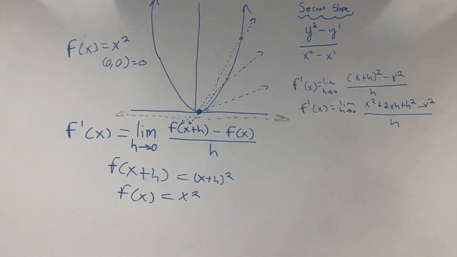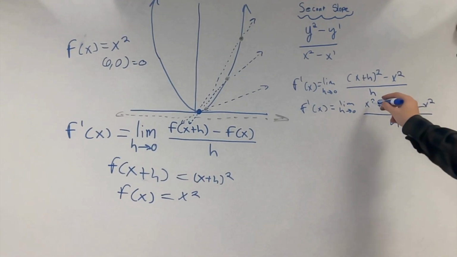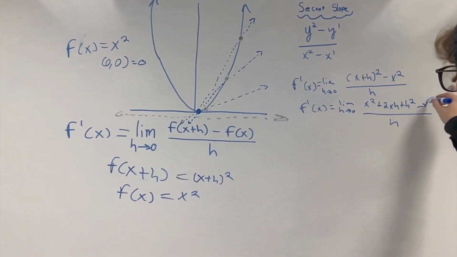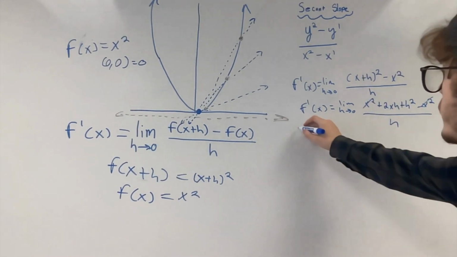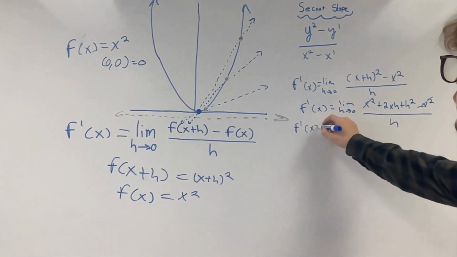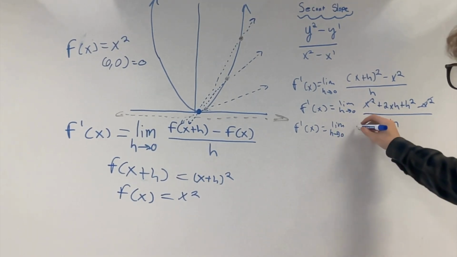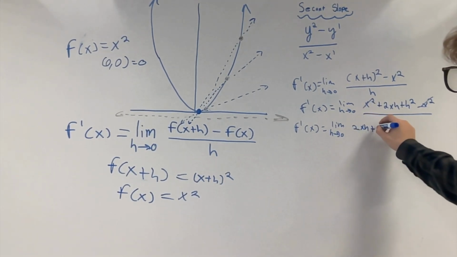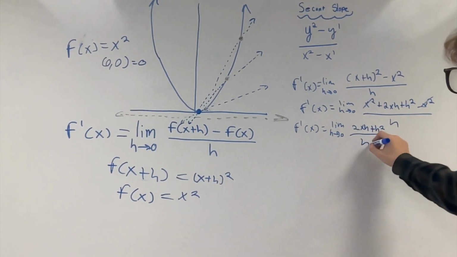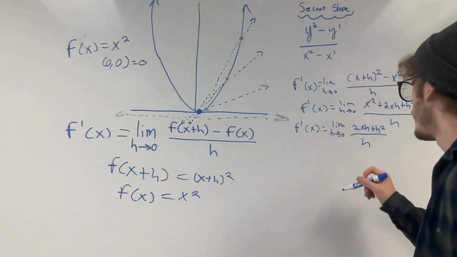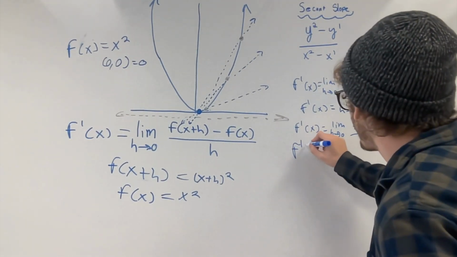Quite simple. So all we do is we're going to see that x squared minus x squared is just going to cancel out. Alrighty, so we have f prime of x equals the limit as h approaches 0 of 2xh plus h squared all over h. This should look pretty good. And then we're going to say that f prime of x.